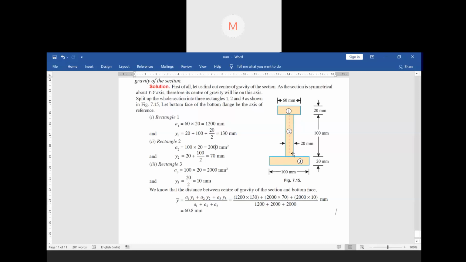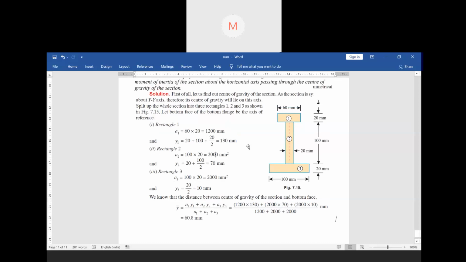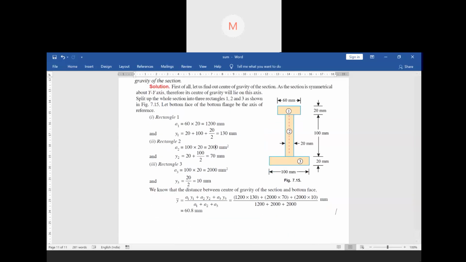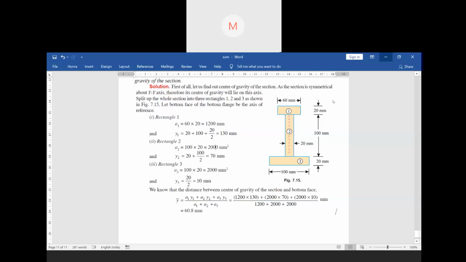What about the moment of inertia? Moment of inertia is not present here. We'll discuss it. We'll solve numericals about it also. First of all, you find out the center of gravity. The moment of inertia will be the next part. We'll discuss it later. Just find out this one today because we don't have much time.